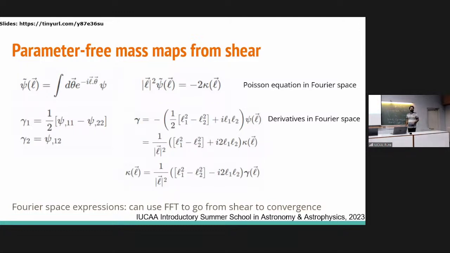Okay? So now our job is very simple. I can measure the shapes of galaxies. I can figure out what the shear field looks like. I can take the Fourier transform of the shear field. I get gamma of L. I multiply by this kernel. I get kappa of L. Fourier transform back, I get kappa of T. So from the observed shears, now I'm getting the surface density with respect to the critical density in the lens field, just by looking at the shapes of these galaxies. Okay? Does that make sense?